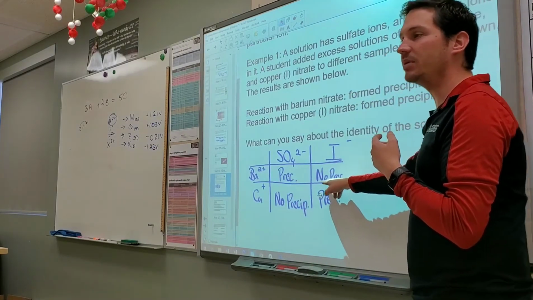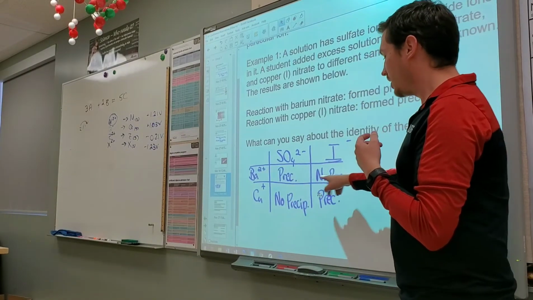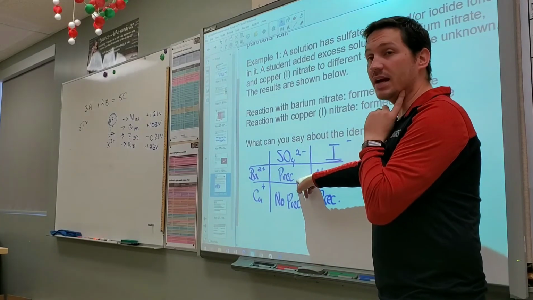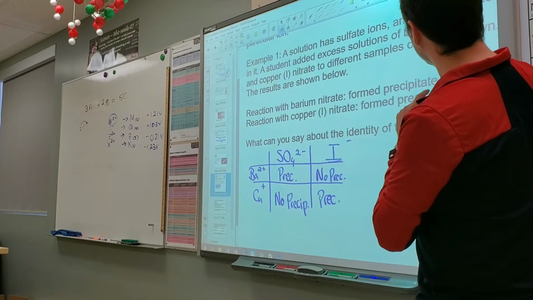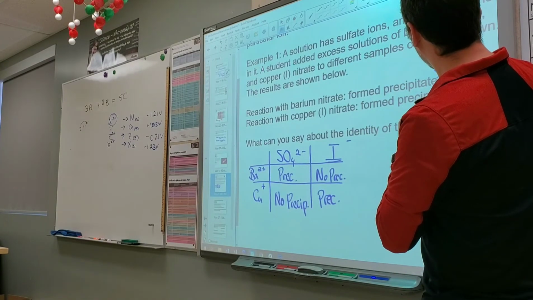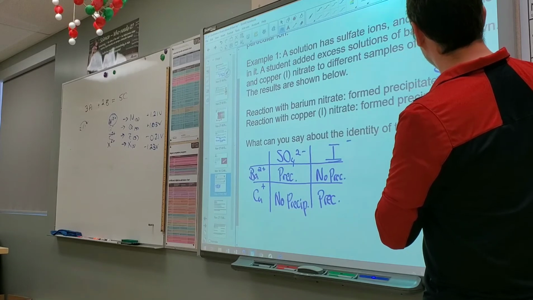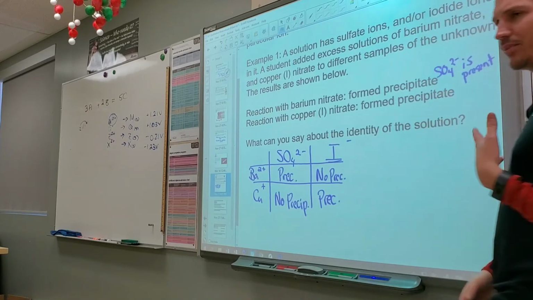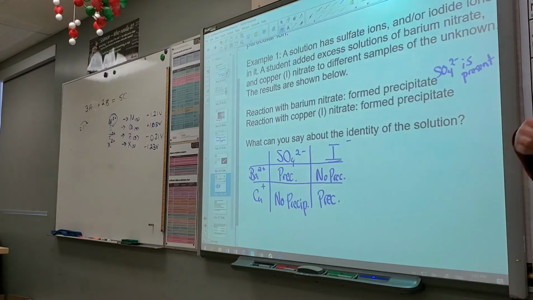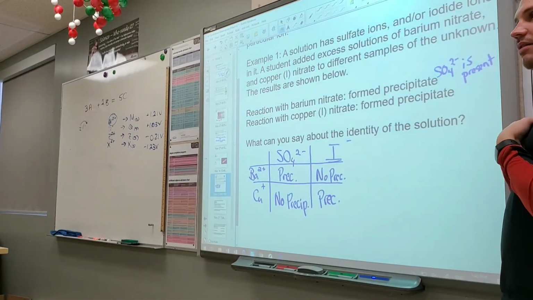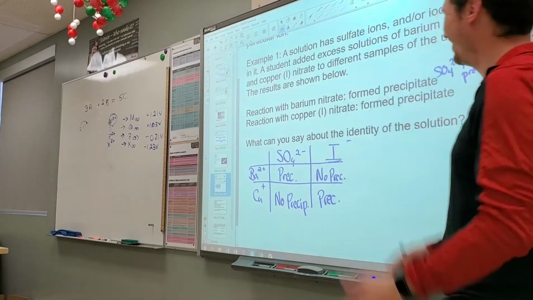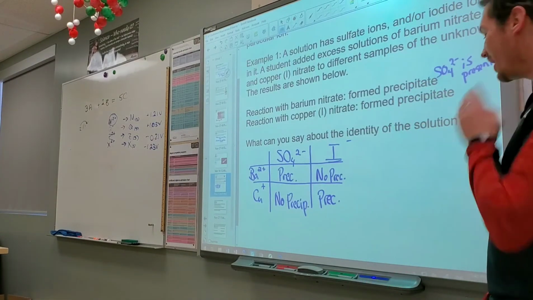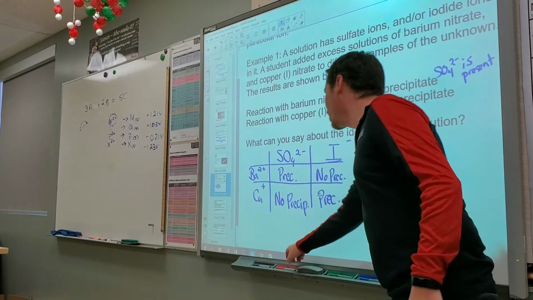Which one of these had to be there? If the sulfate was there, would it have formed a precipitate? Yes. So that means sulfate is present. Do you know what present means? Here. It's a hard word to describe. Yeah. Present means it's there. Oh man, my English, no good.